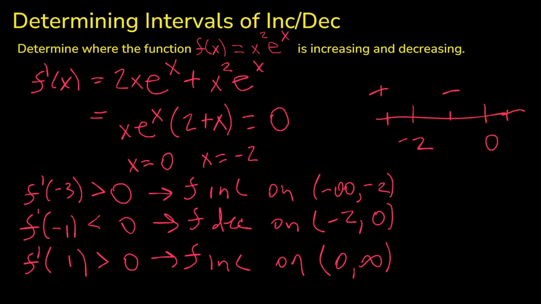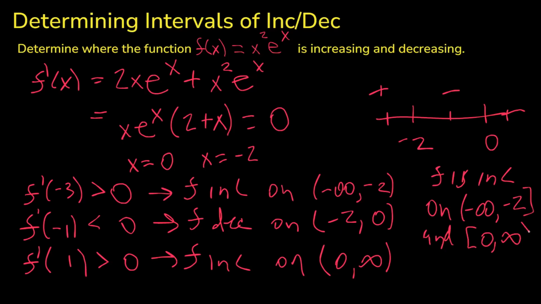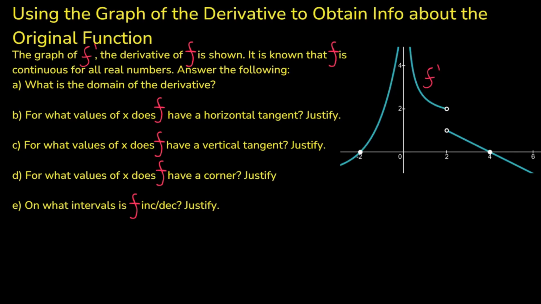However, this is not our final answer. This is the conclusion that we make from the first derivative. Since the function f is continuous on its domain, we can include the endpoints of these intervals that are not infinite. So namely, f is increasing on -infinity to -2, including -2, and 0 to infinity. Make sure you include the 0. f is decreasing on the interval -2 to 0 inclusive.